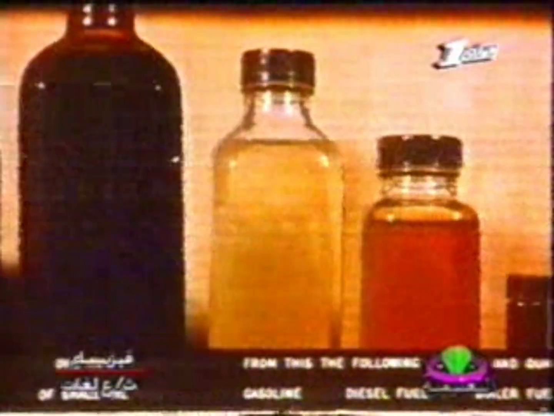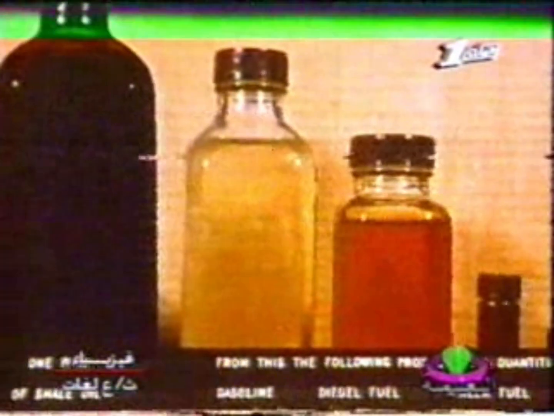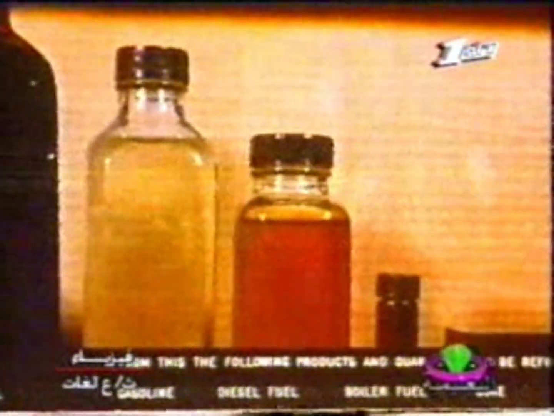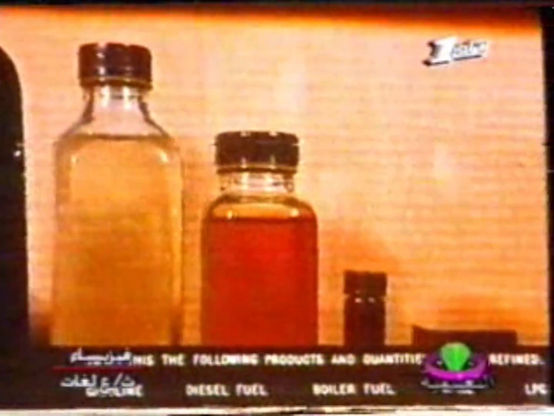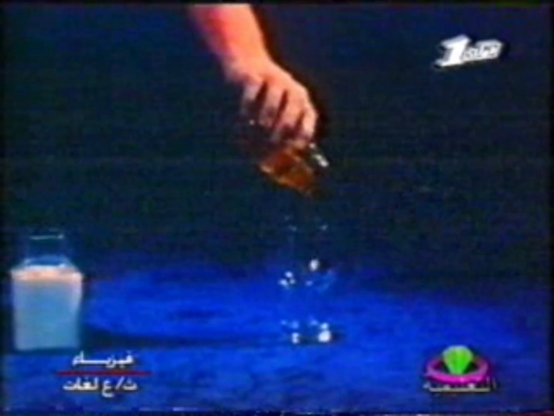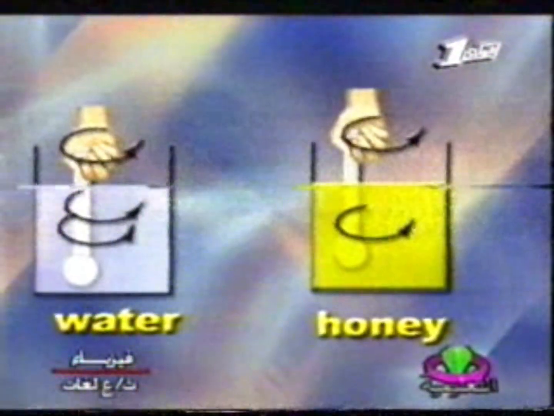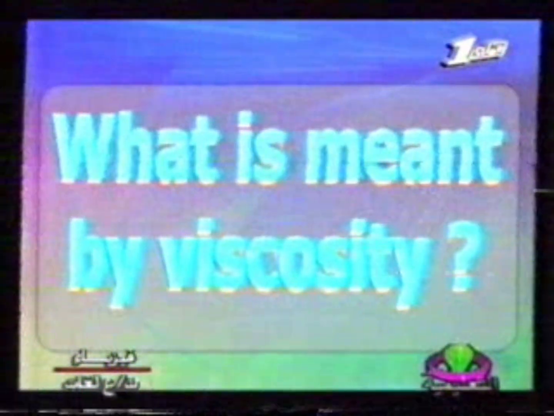We thus conclude some liquids, as water and alcohol for example, have a greater ability to flow, and their resistance to the motion of bodies inside them is small. Other liquids, as honey and glycerin, have low ability to flow, and their resistance to the motion of bodies inside them is high. So, the question here, what is meant by viscosity?